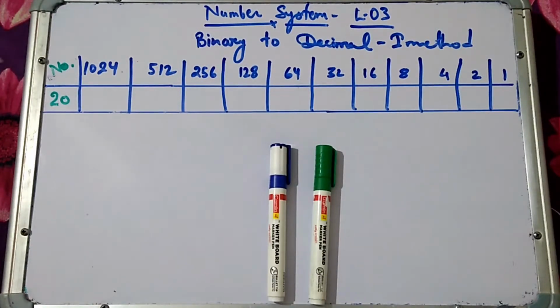Last time we discussed the number system in which we converted decimal to binary. So today we are going to learn the binary to decimal number system. Here, similarly, I will tell you two methods. The first method is in front of you.